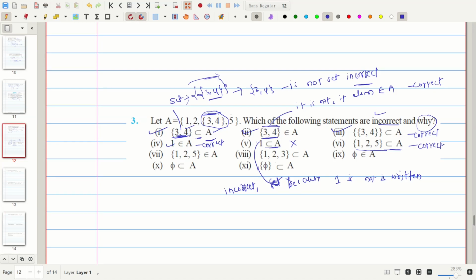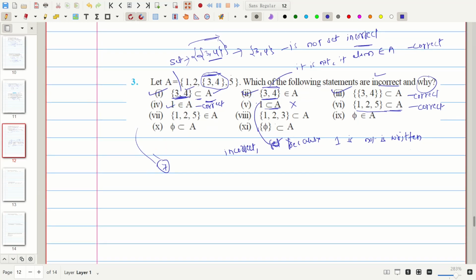And next is the seventh one. Here we are going to discuss the seventh one. Seventh one is given: {1, 2, 5} belongs to A. This symbol is belongs to, and this symbol is subset. See how they are giving the confusing problem. So {1, 2, 5} belongs to A. 1, 2, 5 are elements, but here it is written as a set.